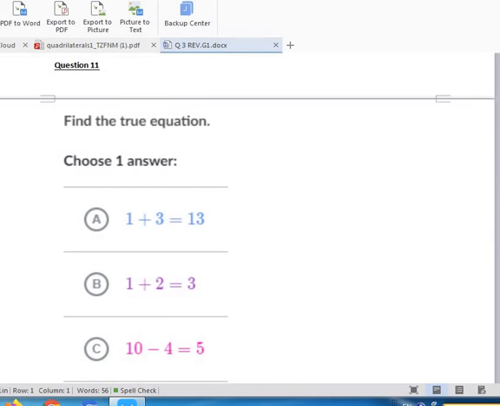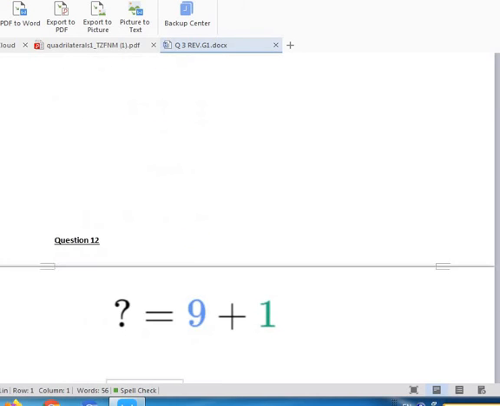Okay, find the true equation. Choose one answer. 1 plus 3 equals 13? Of course not. Equals 4. 1 plus 2 equals 3? Right, true. 10 minus 4 equals 5? Wrong, equals 6. So where is the true? 1 plus 2 equals 3.